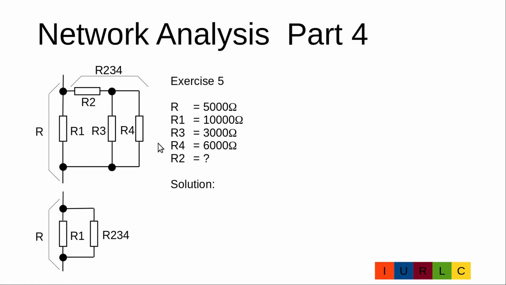For the solution, in a first step we replace R2, R3 and R4 by their total resistance R234 and get the parallel circuit of R1 and R234 with the total resistance R. Now we can say 1 divided by R1 plus 1 divided by R234 is 1 divided by R. We bring now 1 divided by R1 with a minus to the other side.